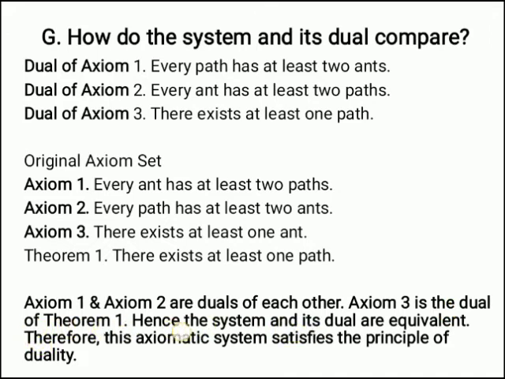So, hence, the system and its dual are equivalent. So, equal sila. Kumbaga, parang magkakambal ba? Parehas sila sa kanilang dual. So, therefore, this axiomatic system satisfies the principle of duality.